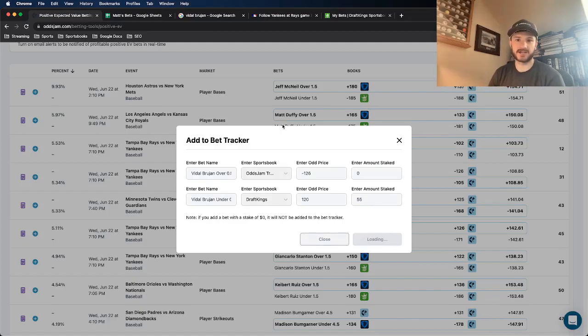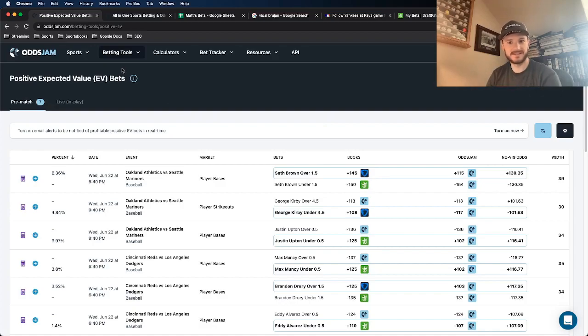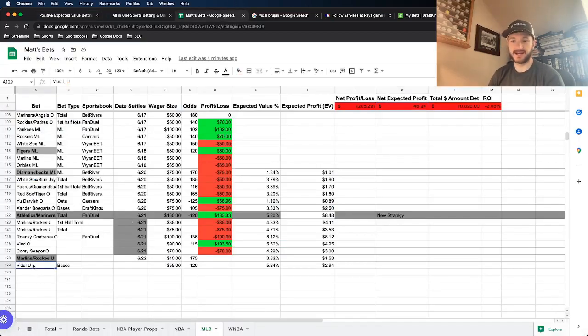This OddsJam bet tracker is something that is completely free to use. It's really cool. It's a helpful tool. It does exactly what it sounds like. It tracks all your bets, and it gives you all the insights and analytics you need regarding your bets, which is really helpful just to understand whether you're profitable or not, where you are profitable, where you're not, and all that good stuff.